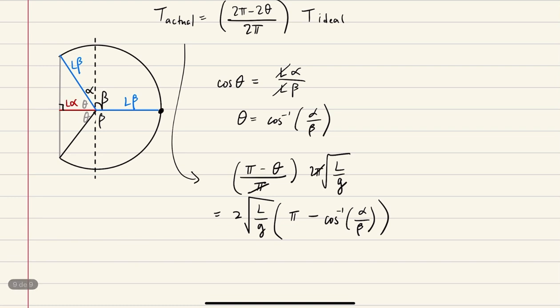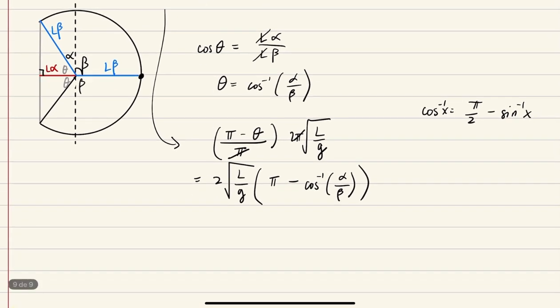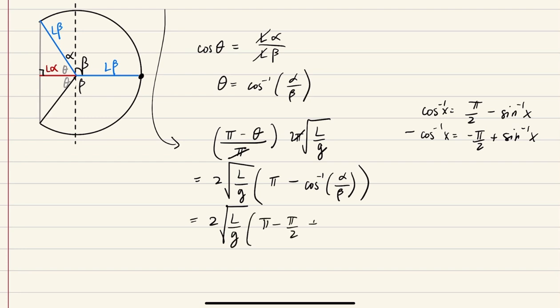Now we also have this identity that inverse cosine of x equals pi over 2 minus inverse sine of x. And we have negative cosine, so that means that negative inverse cosine is minus pi over 2 plus inverse sine. So let's simplify. So 2 root L over g, pi minus pi over 2 plus inverse sine. And pi minus pi over 2 is just pi over 2. So we can replace that.